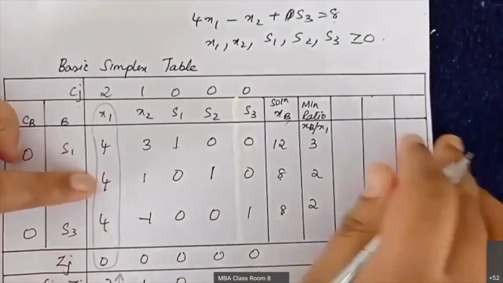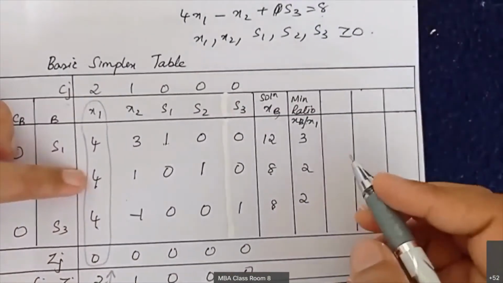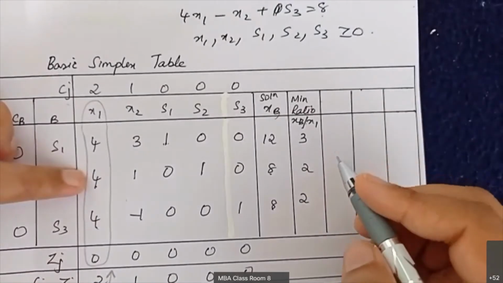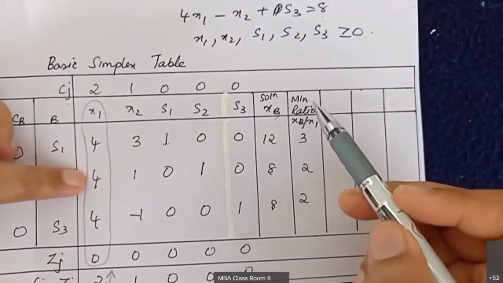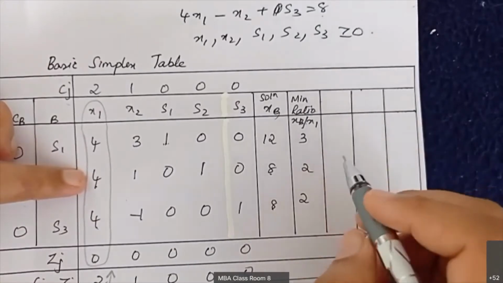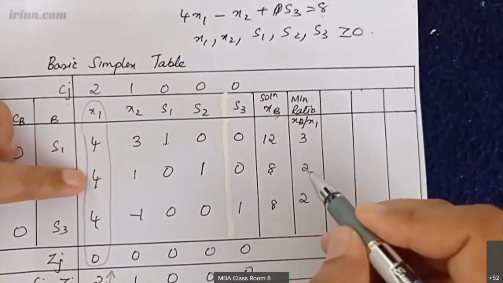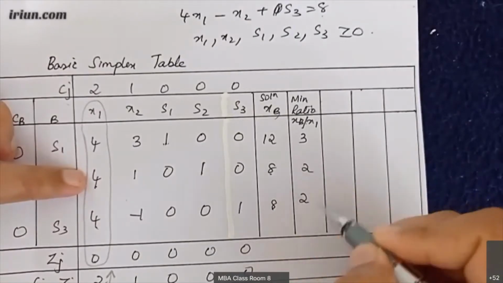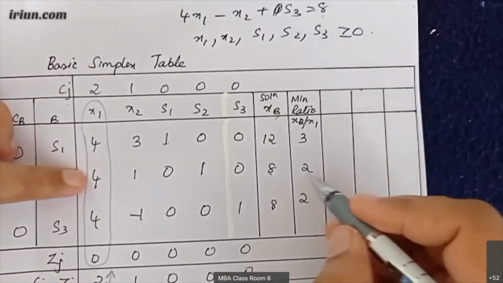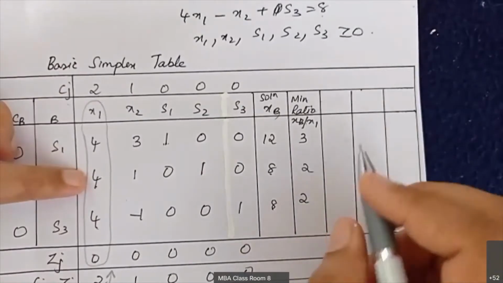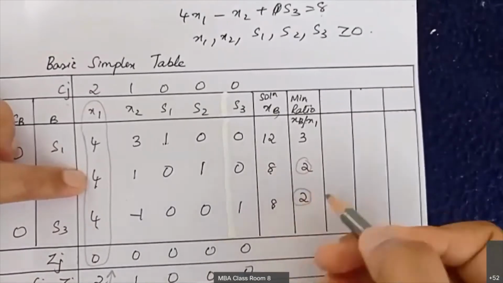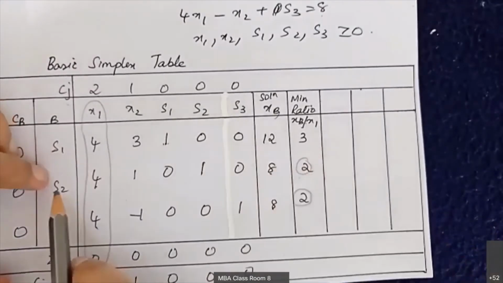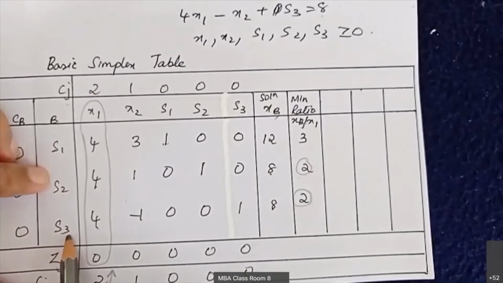Now tell me which is going to be the leaving variable. We decide the leaving variable using the least positive minimum ratio. In our case, we have 2 over here and here also we have 2. In such cases, what will we do? We have a tie for the second row and the third row. So we are not able to decide which one, S2 or S3, is going to be the leaving variable.